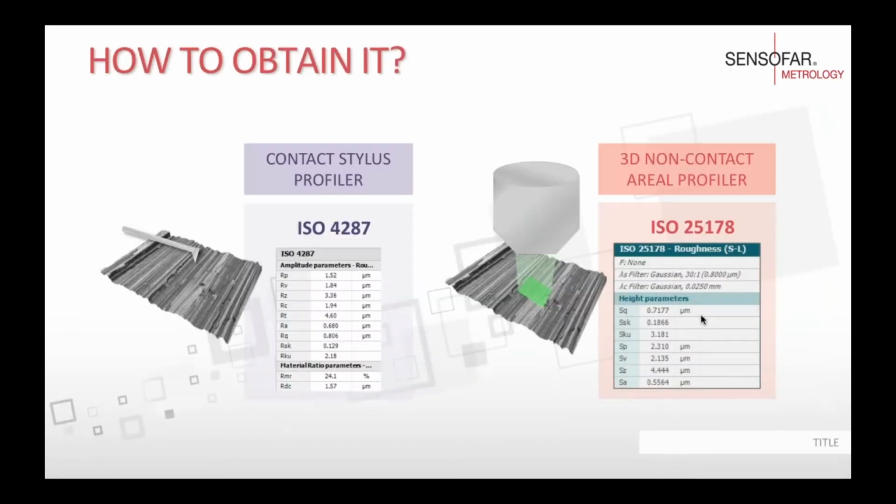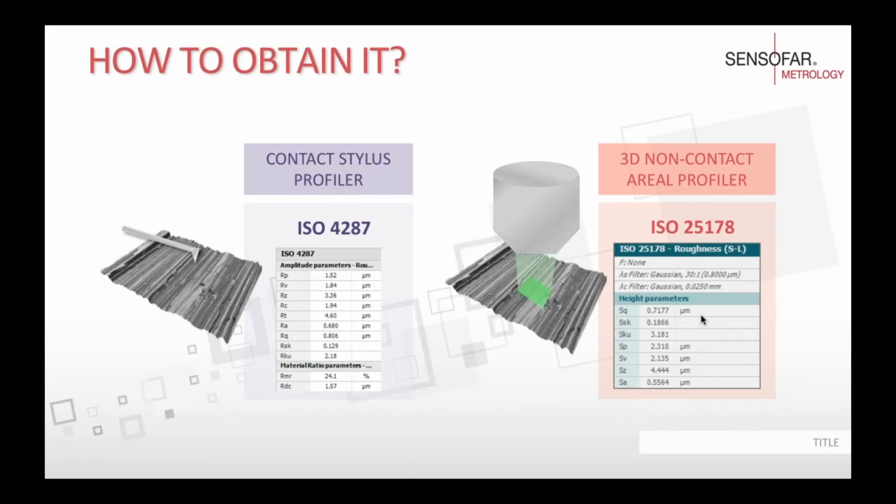In order to obtain it, we need 2 different things. The first thing we need is equipment that is going to record that roughness. And then we have an ISO that is going to establish what we need to do with this data set and the calculations that we can do with that.